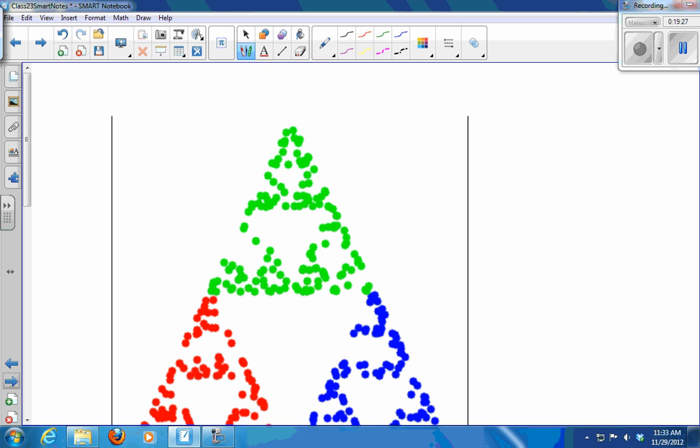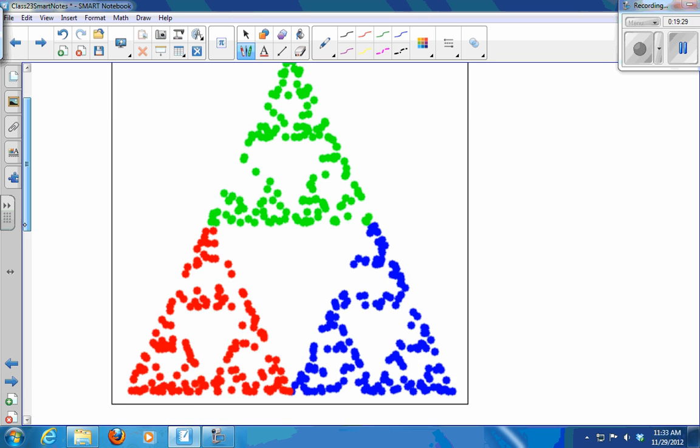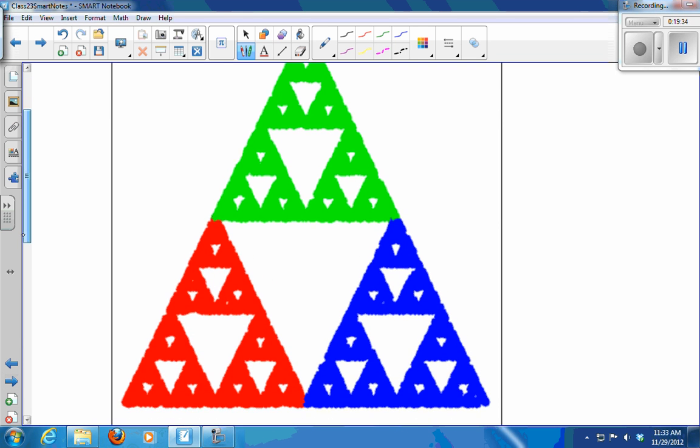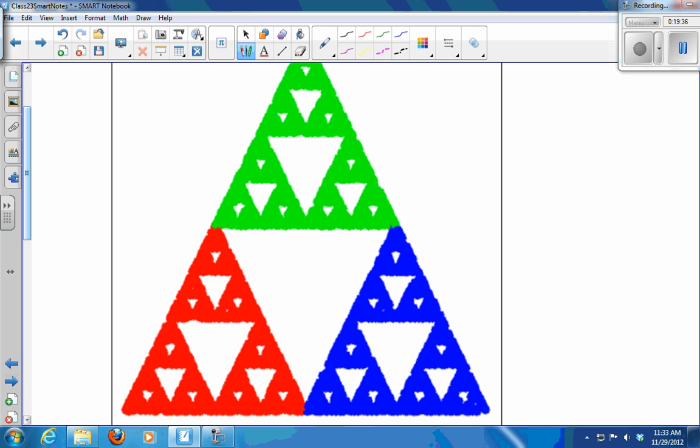What does that look like? It looks like the Sierpinski triangle. No, you don't actually draw the line. You just put the point. Yeah.